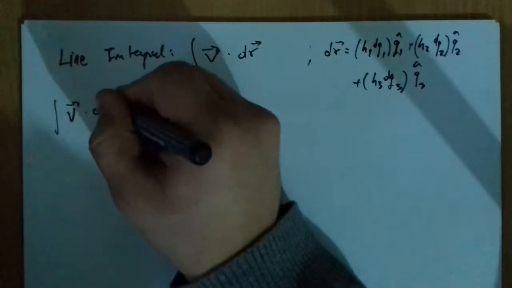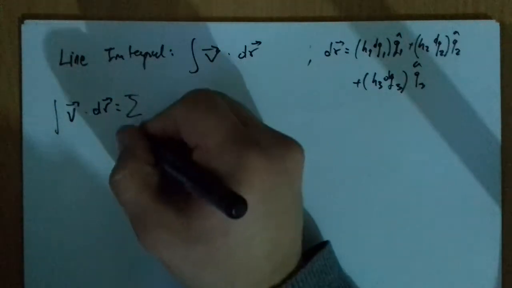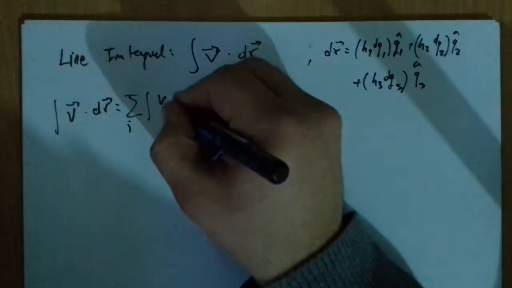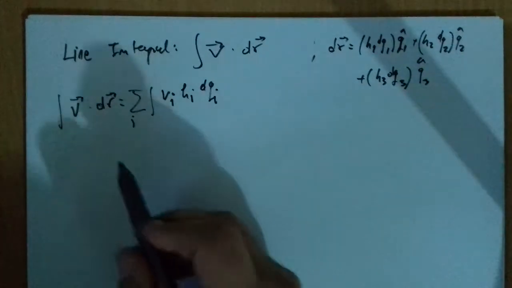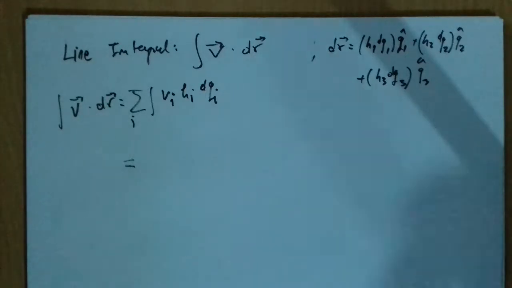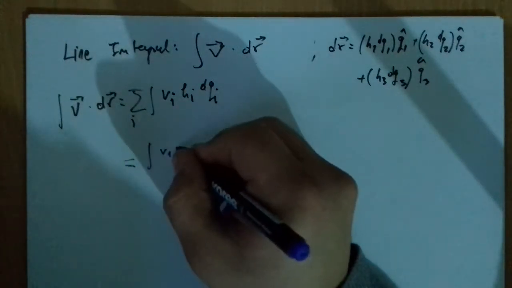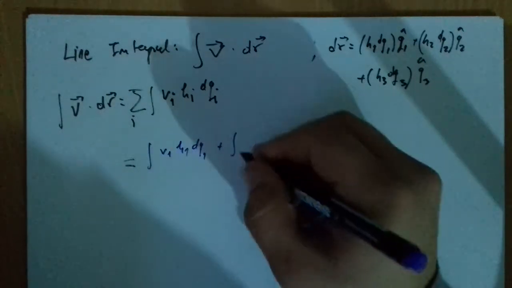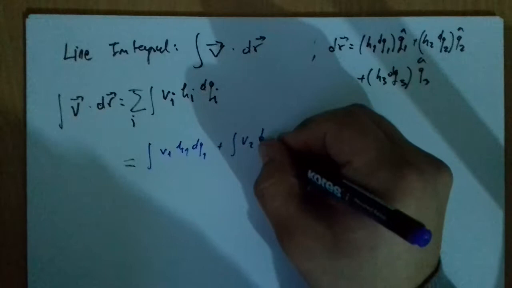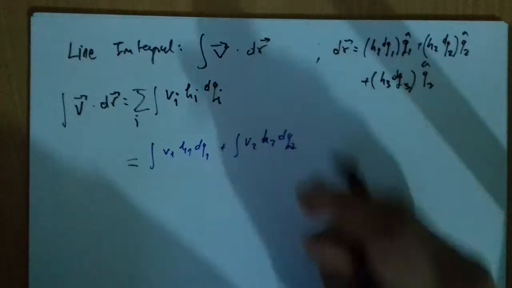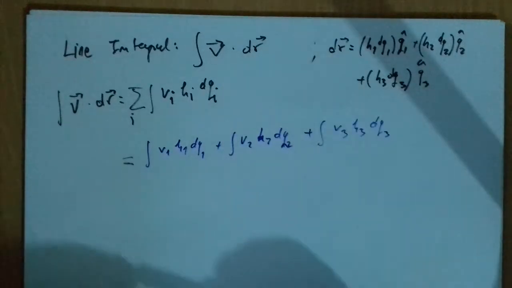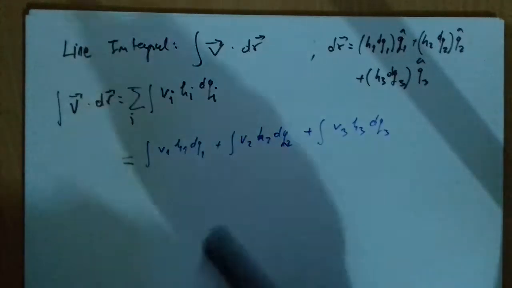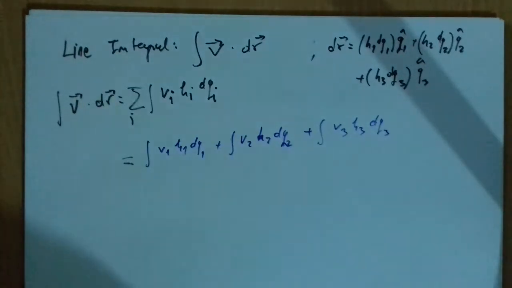So the line integral now, this v times dr, would be the sum over i of the integral of vi hi dqi. So this can be written as the integral of v1 h1 dq1 plus the integral of v2 h2 dq2 plus the integral of v3 h3 dq3. So this is the line integral in curved coordinate system.